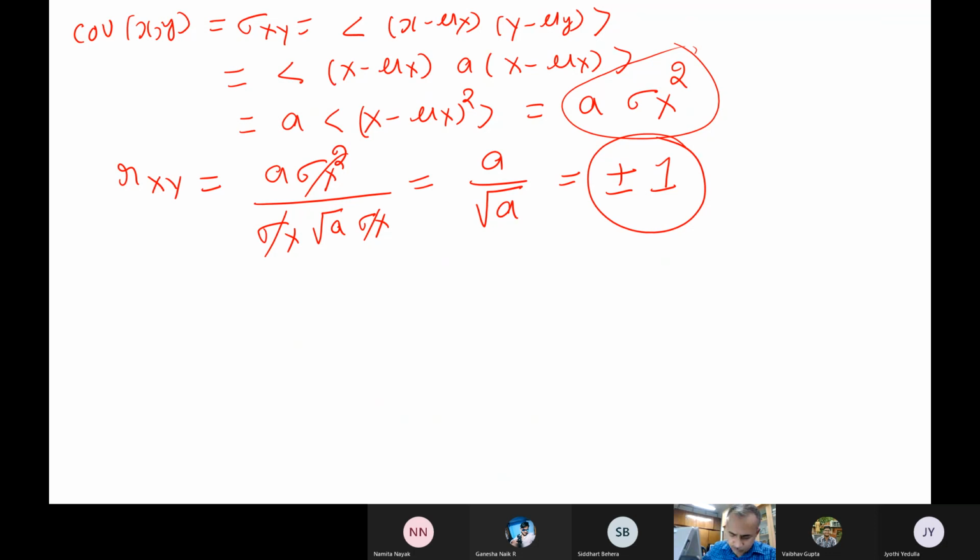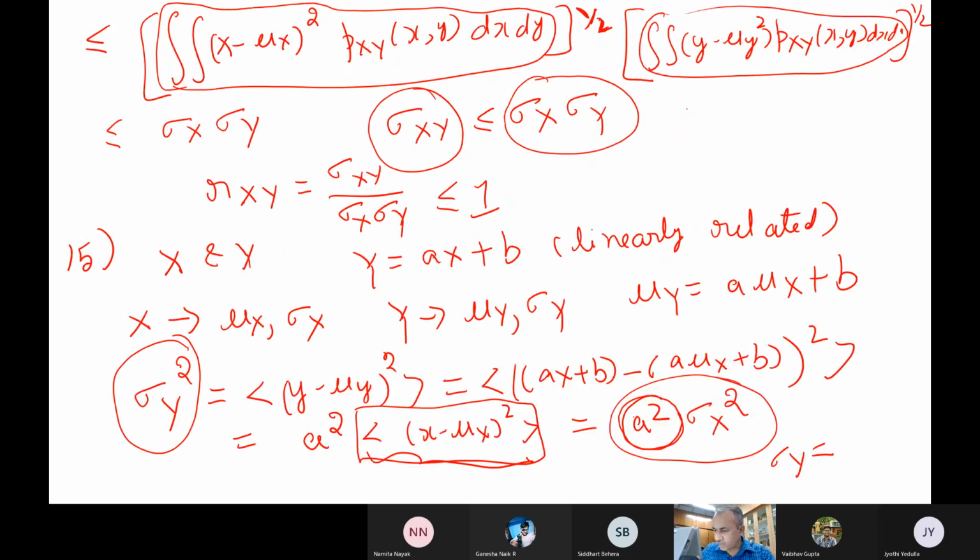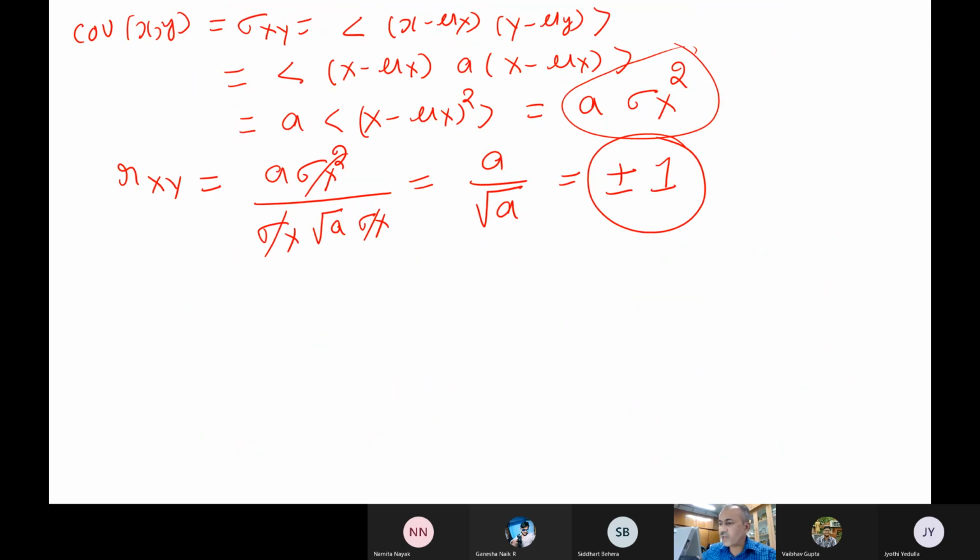Sorry, 1 second. Where is a times sigma x square? No, a times only, but finally you will have this quantity there. The square root issue will come. Because of the square roots, you will have plus or minus 1 itself. So this is a very important thing which you have to remember.